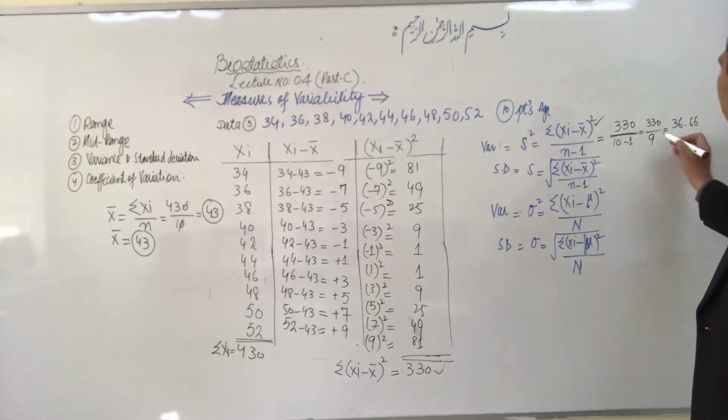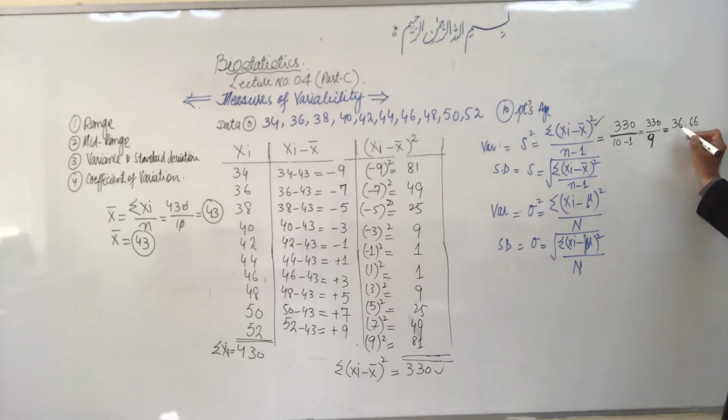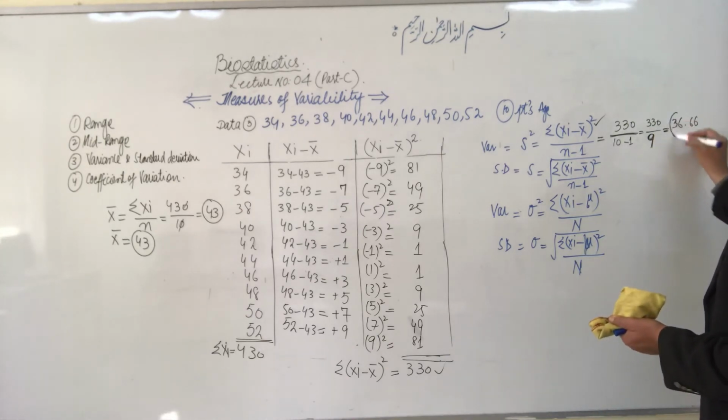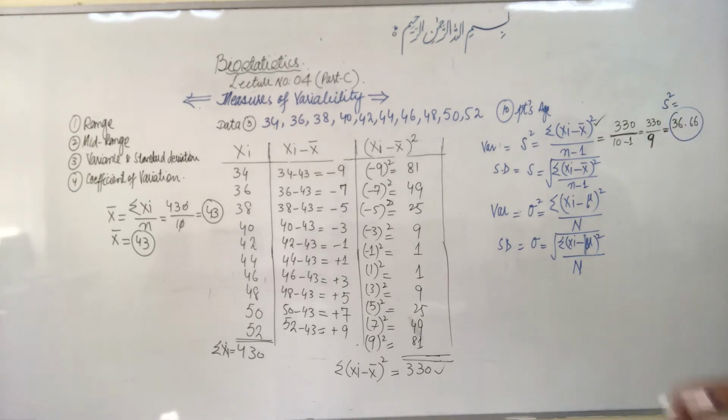If you divide the 330 by the 9, it will come up 36.66. So 36.33 is the S square, or the variance of this data set.